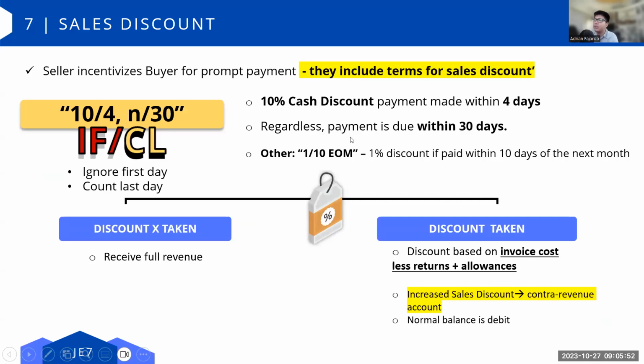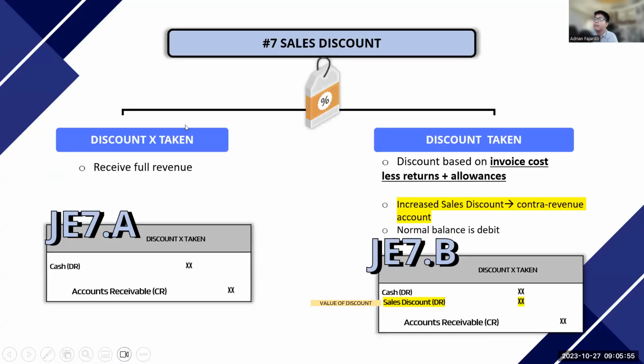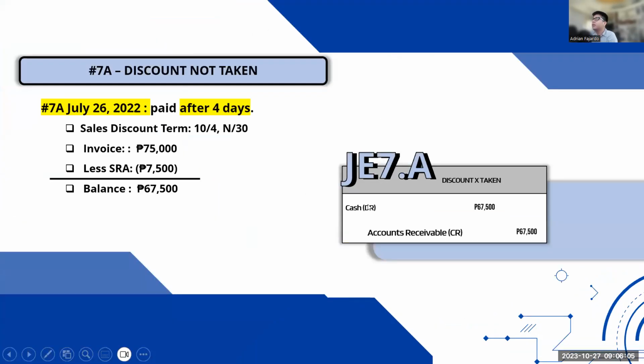So, same concept as purchase discount. Sometimes your customer will pay early, so they will get a discount. Sometimes they won't pay early, so they'll pay the full price. So, in scenario 1, mag-zero out ka naman ng accompanying accounts receivable. So, debit cash, 67,500. Credit accounts receivable of 67,500. So, yung 67,500 is the remaining balance of the accounts receivable that you expect for this sale, right? So, 75,000 minus the SRA, that will give you your accounts receivable.